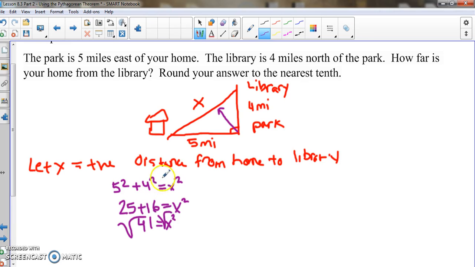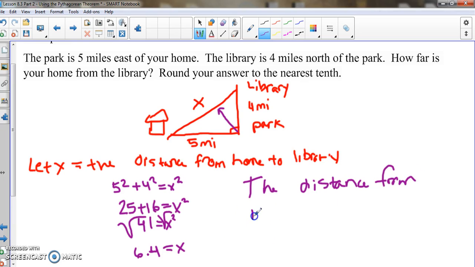And we're going to leave our answer as a decimal. How about we round to the nearest tenth like the directions say? So push that double arrow button. And so I'm going to get 6.4 for x, and the unit in the problem is miles. So we're going to write our answer in a sentence and say the distance from home to library is 6.4, and the unit in the problem is miles.